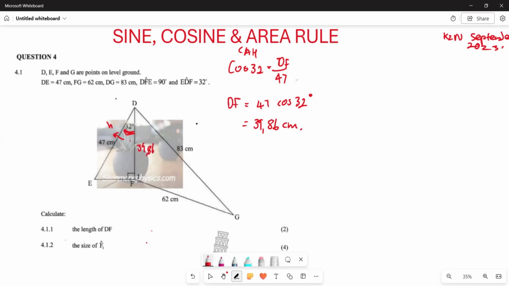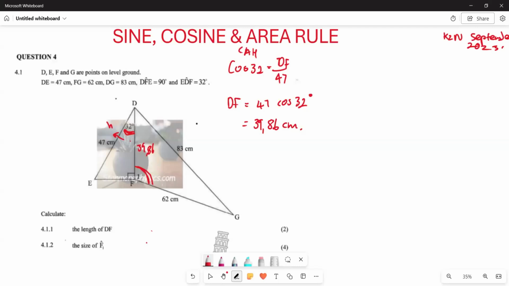Now let's see what the next question entails. The next question requires us to find the size of F. In order to find the size of F, we can apply what we call our cosine rule.